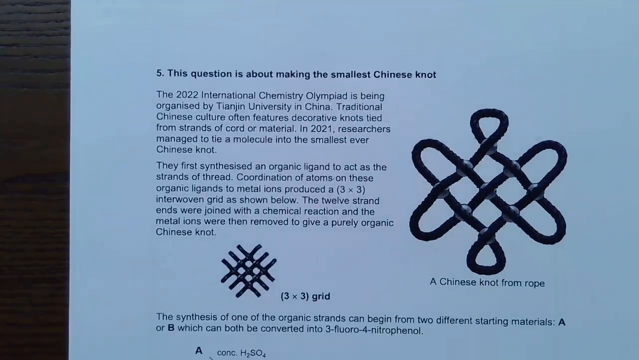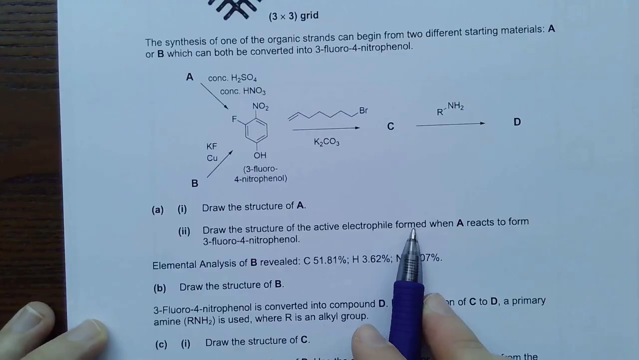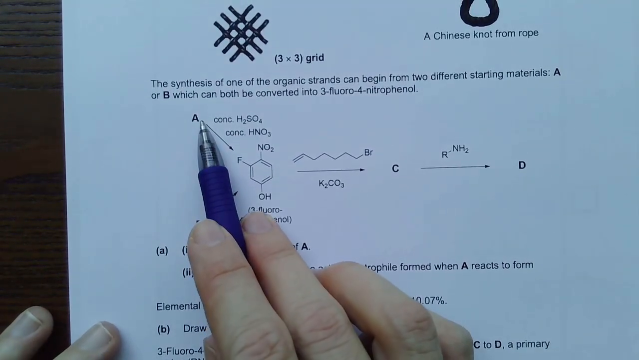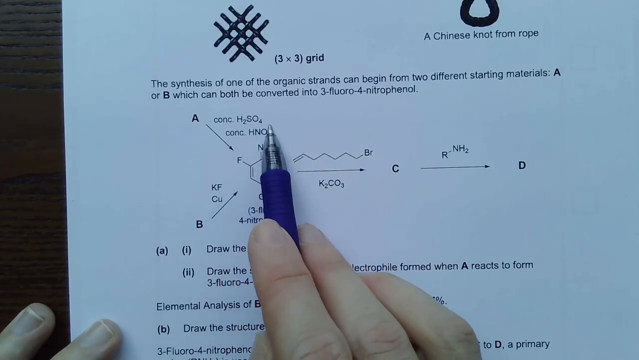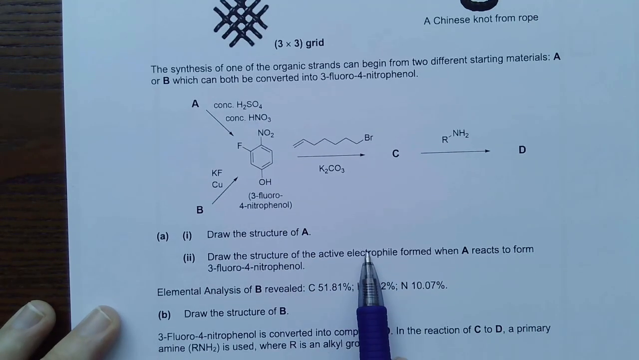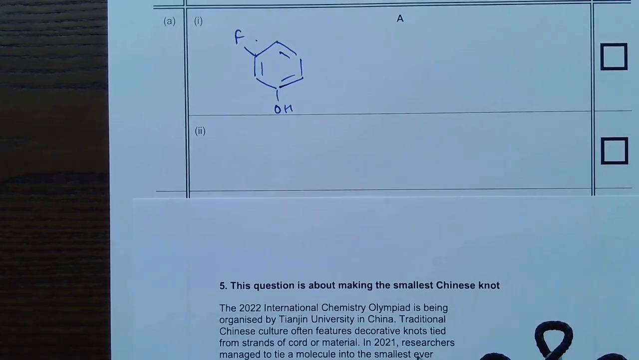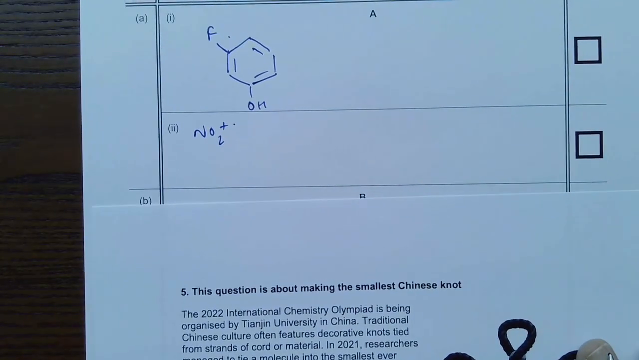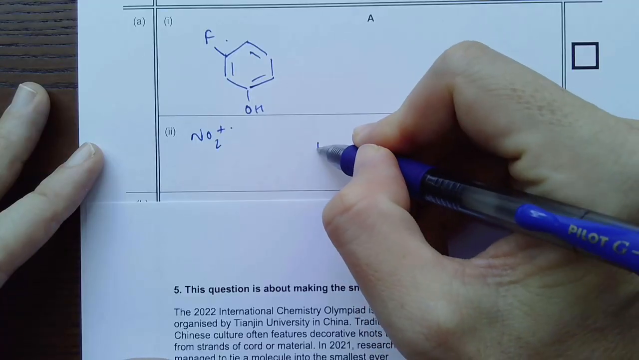And then it says to draw the structure of the active electrophile formed when A reacts to form 3-fluoro-4-nitrophenol. So when A reacts to form this, what is the electrophile? In other words, what do these two combine to make that then adds on as NO2? And they even tell you that it's an electrophile, so it's probably going to be positively charged. And it's worth knowing that HNO3 and H2SO4 combine to form NO2+. But you're asked specifically for the structure, so you should be drawing it out.